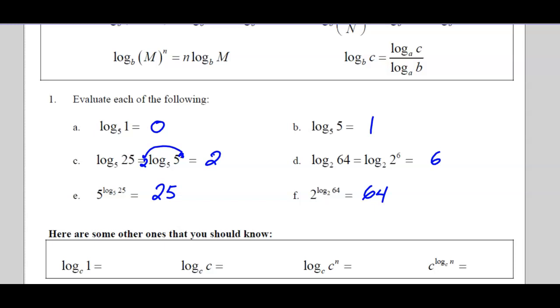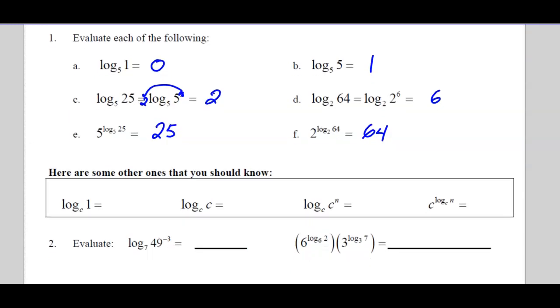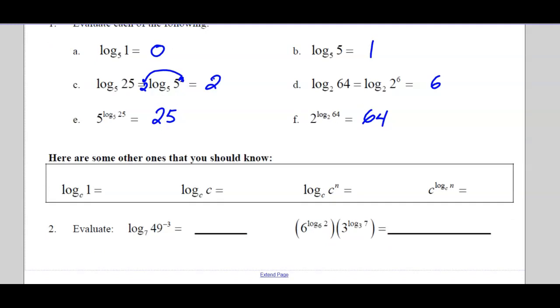Okay? So we summarize these. These aren't on your formula sheet, but they're very helpful to know off the top of your head. Argument is 0. Argument is 1, the value is 0. Argument and base are the same, the value is 1. The base of the argument and the base of the log are the same, so the value is the exponent. Base of the exponent and base of the log are the same, so the value is the argument.